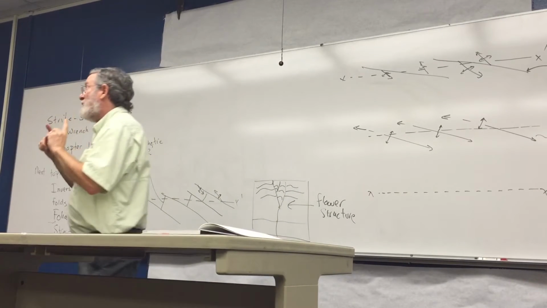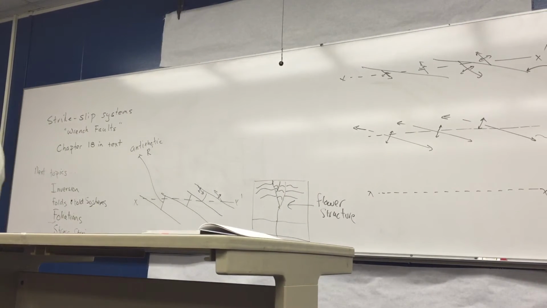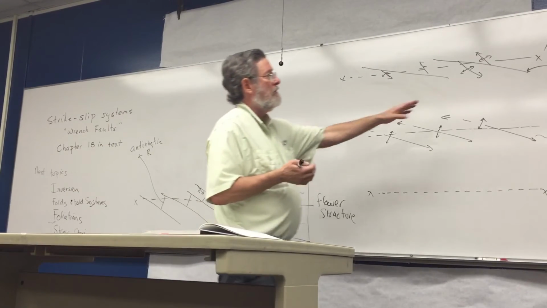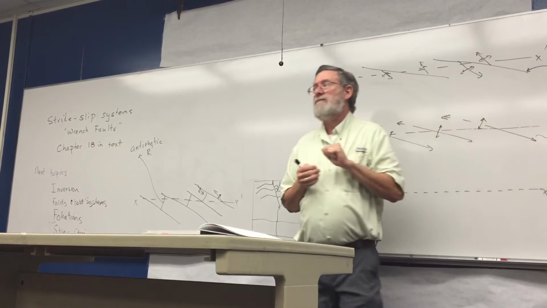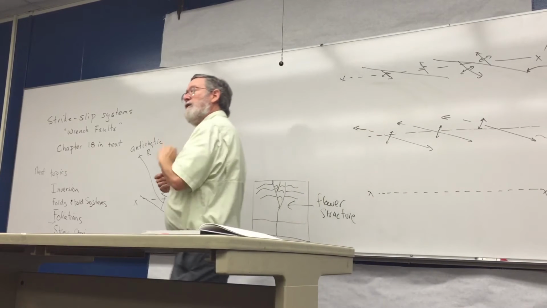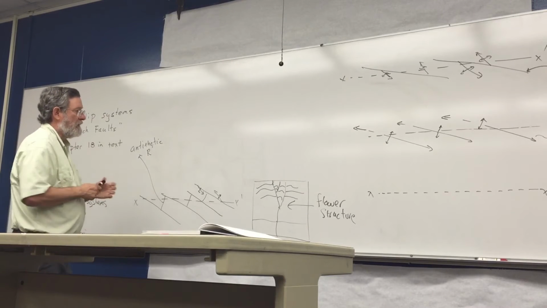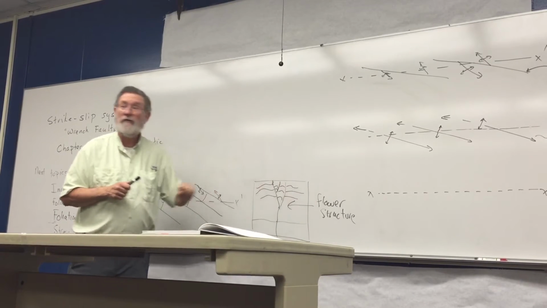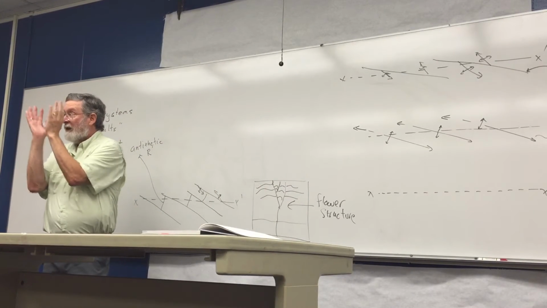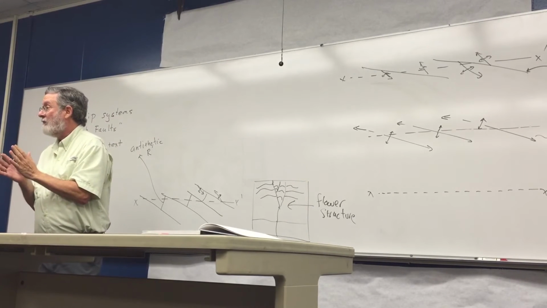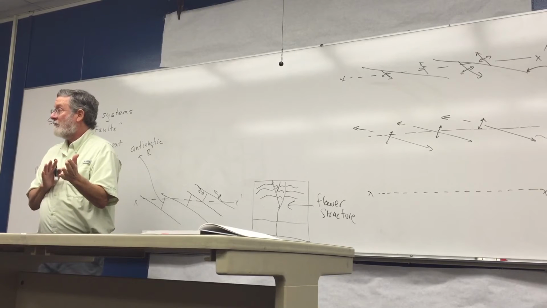We see the first thing to develop are these synthetic faults. These are shear zones, or are faults. They occur at a low angle to the master fault, the through-going fault at depth. Once we get to this stage, we have a well-developed flower structure.